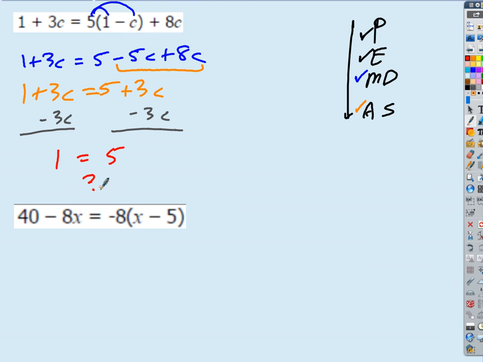No solutions, yeah. So if we're solving an equation and all the variables disappear, and we end up getting a nonsense answer, an answer that's not true, then that's the math god's way of telling us that there's no solution. There's no value of C that I could plug into that equation and make it work.